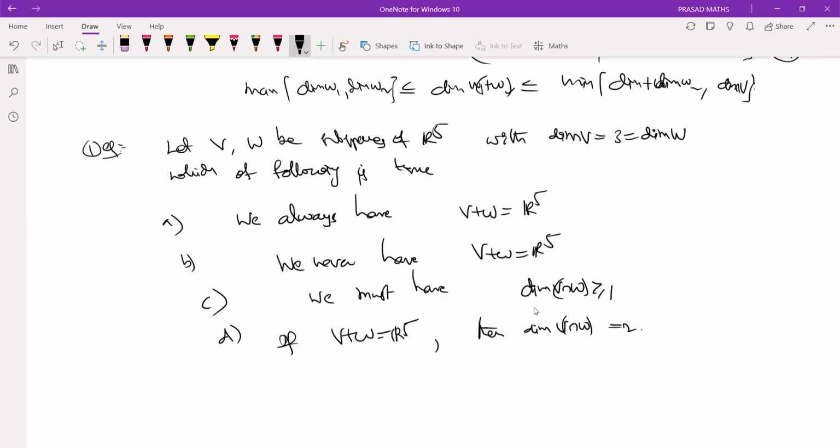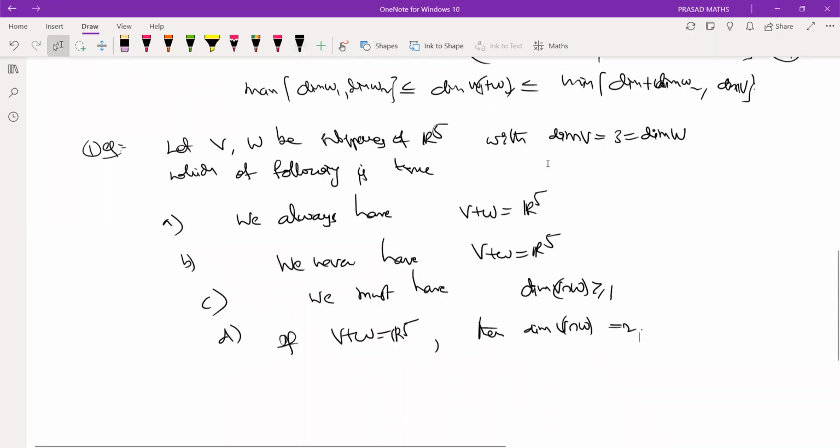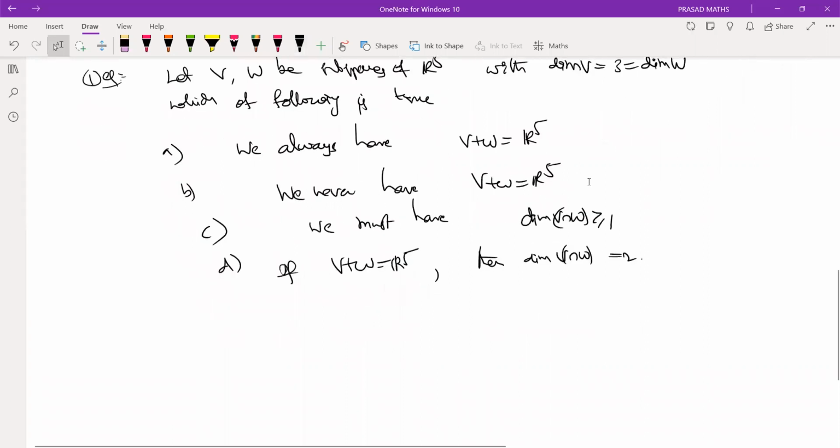These are the options, but what you are given is that V and W are subspaces of R5 with dimensions 3. So V is a subspace of R5. Similarly, W is a subspace of R5 with dimension 3. Right? We always have V plus W is equal to R5?